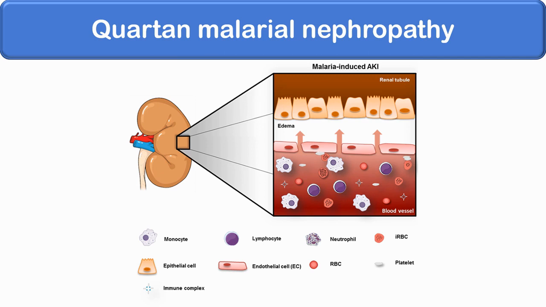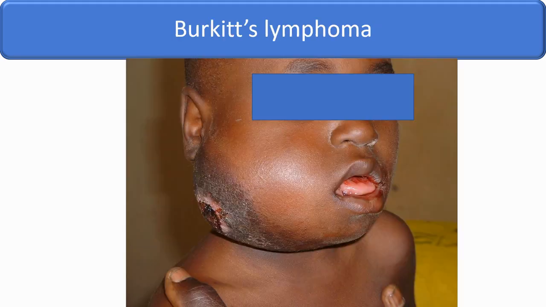Quartan malarial nephropathy is a chronic complication seen with Plasmodium malariae. It occurs due to injury to the renal glomeruli by the immune complexes resulting in nephrotic syndrome. Malaria-induced severe immunosuppression in African children provokes Epstein-Barr virus infection to develop Burkitt's lymphoma.